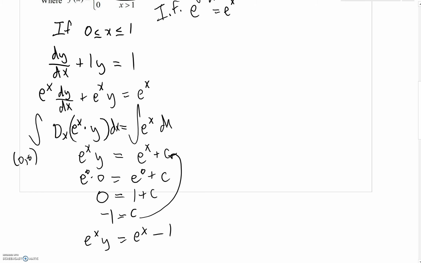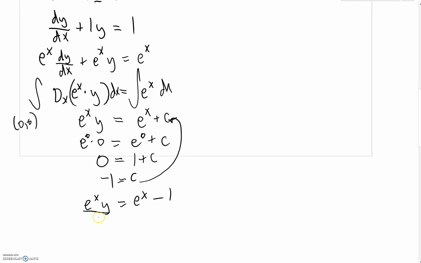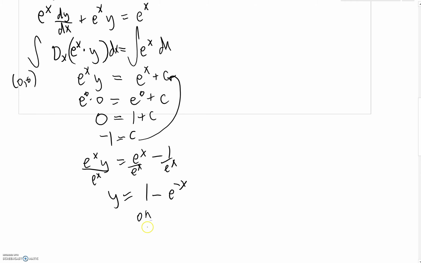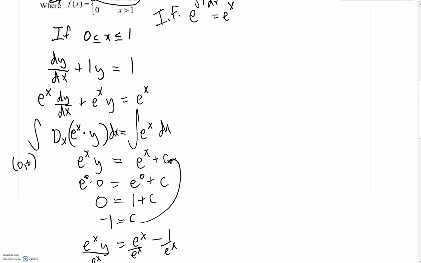So, hey, that hopefully is not looking so bad. We can divide by e to the x everywhere, and we'll have y equals 1 minus e to the negative x. So that looks good. But please, please, please remember, this is on a particular interval. This is only when x is between 0 and 1. Well, there's more to the story, isn't there?